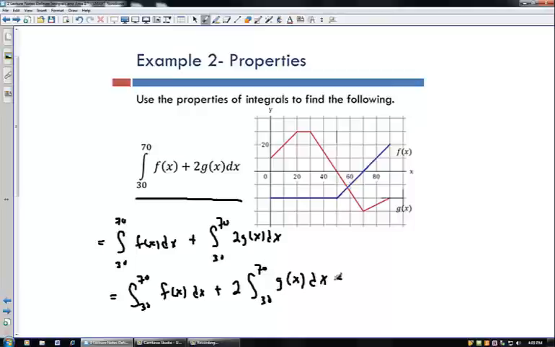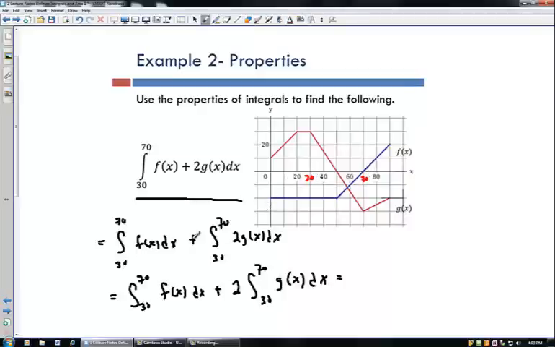And so what we're going to do is find this integral of f of x from 30 to 70 and this integral from 30 to 70 of g of x, and then we'll multiply that one by 2 and add them together. So let's take a look. All right, but first we'll find 30. So here's 30 right here. And of course 70 is over here. Let's do f of x first.